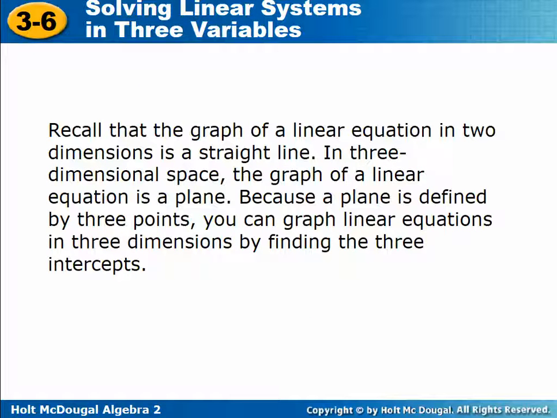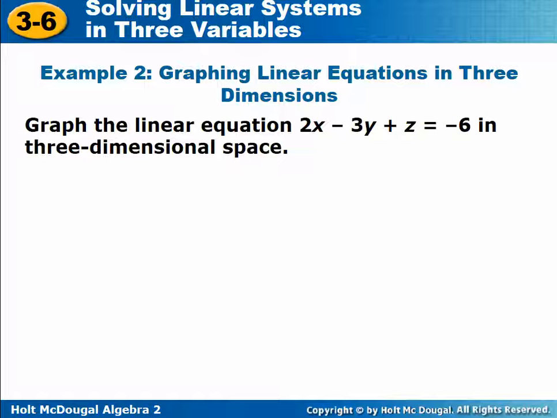All right, if you are going to graph a linear equation like y equals 2x plus 3, it's a straight line. In 3-dimensional space, the graph of a linear equation is a plane. Because a plane is defined by 3 points, that's a definition from geometry. If you have 3 non-collinear points, not in a line, that defines a plane. You can graph linear equations in 3 dimensions by finding the 3 intercepts. Again, this is from 3.5 that we're not doing, but I wanted to show you a couple examples from it of graphing these.